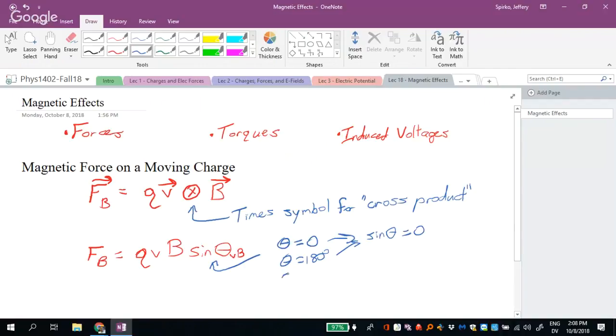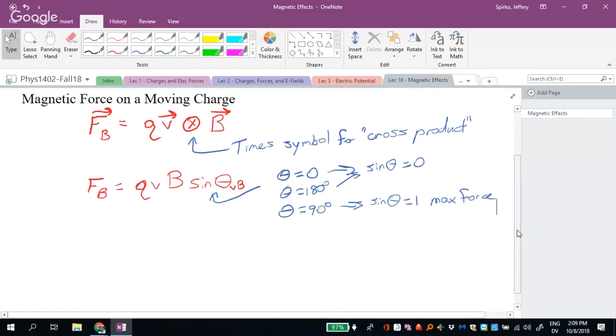It's when theta equals 90 degrees that we have sine theta equals 1. That's when we see the maximum amount of force from the magnetic field. Now that's a formula about the magnitude of the magnetic force, but force is a vector. We have to be able to find the direction.